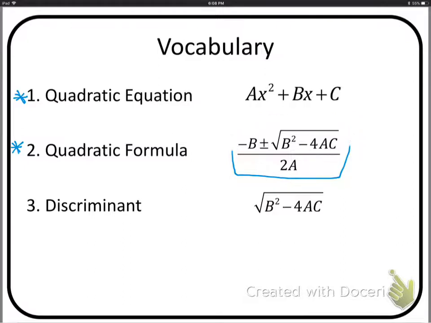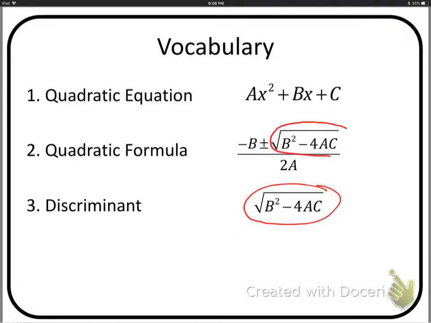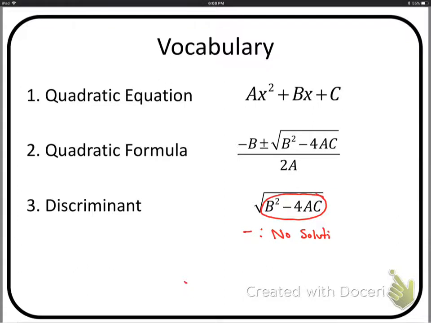And the last thing we have here is our discriminant. The discriminant pretty much tells us how many x values we're going to have. Notice that it's pretty much the same exact thing as we have in the quadratic formula, the square root of b squared minus 4ac. On a side note, when we simplify the discriminant, there are three options that we get. If it's a negative number, we're going to have no solution, meaning we have no x-intercepts.